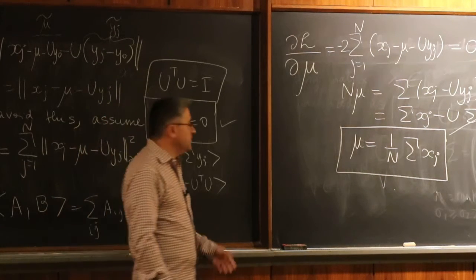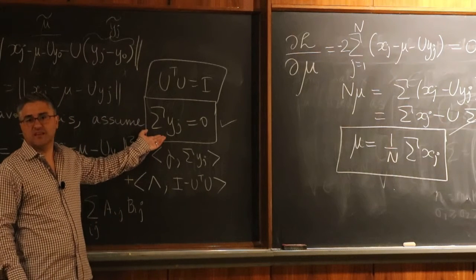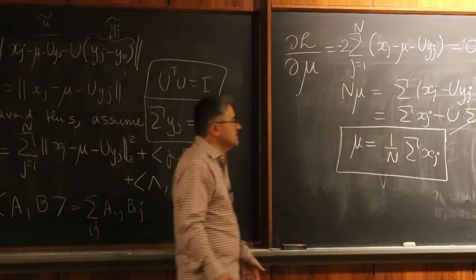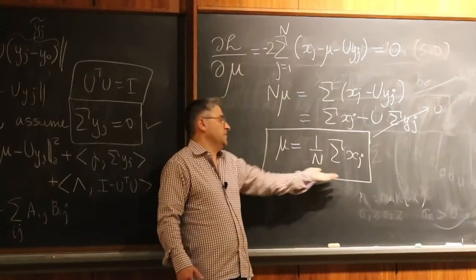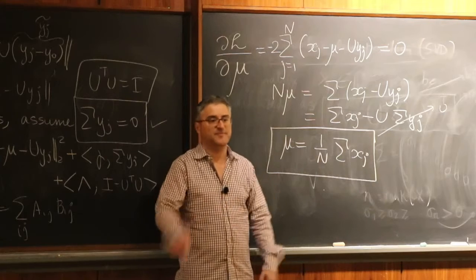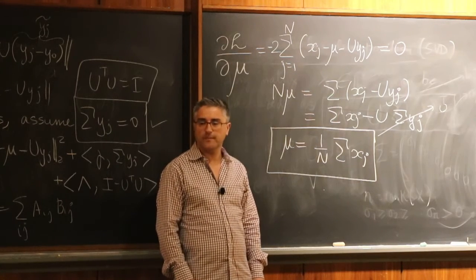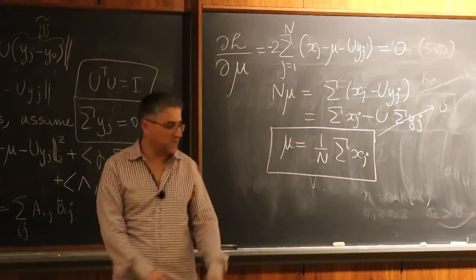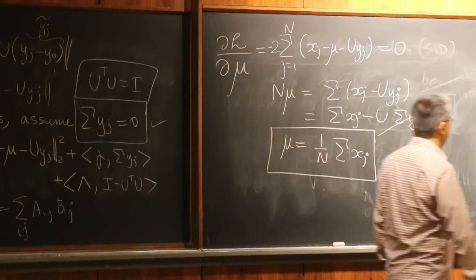And now you start to appreciate why I came up with this centering and said that the sum of the y's needed to be 0. It's really just a mathematical convenience so that the principal components are centered, and they're centered because I'm going to subtract the mean from the data. So it's almost like a redundant argument there. Okay? So now I've proven to you that the optimal subspace, the mu, is just the average of the data.